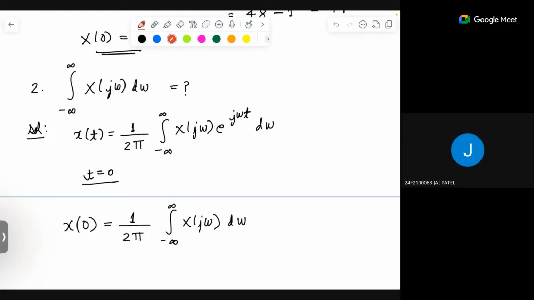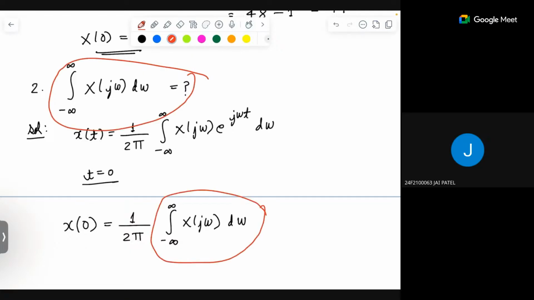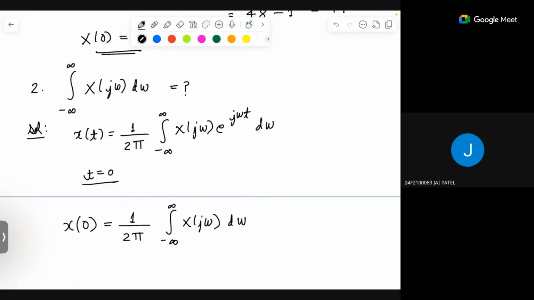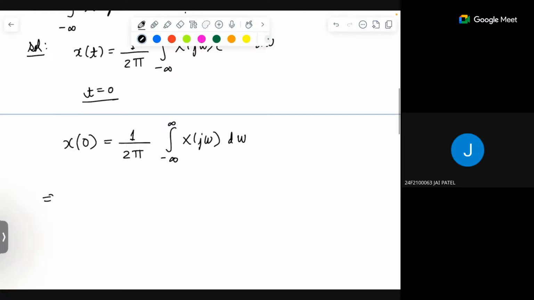So if you see, yes, that's correct, Ananya. Yes, Jay, that is correct. So now in the question, I wanted to find this. So this integral will be equal to 2 pi times small x of 0.